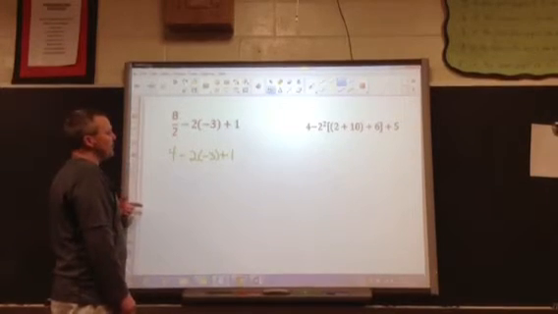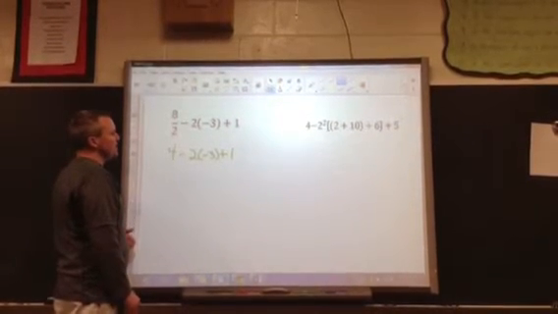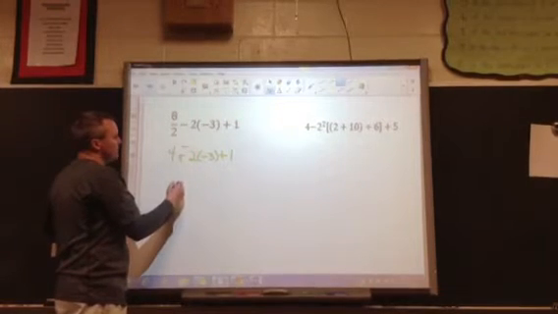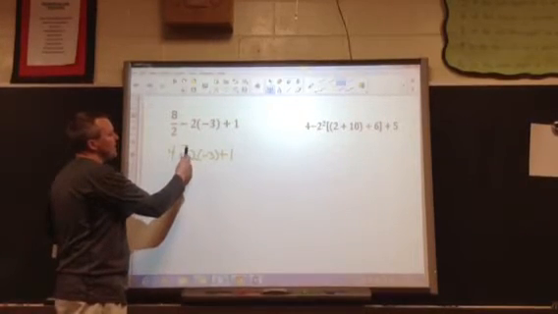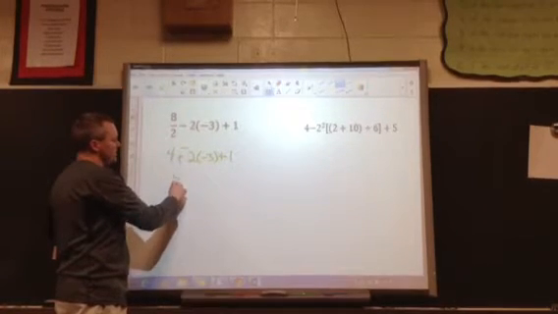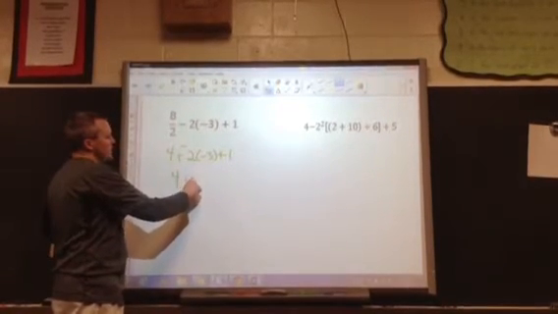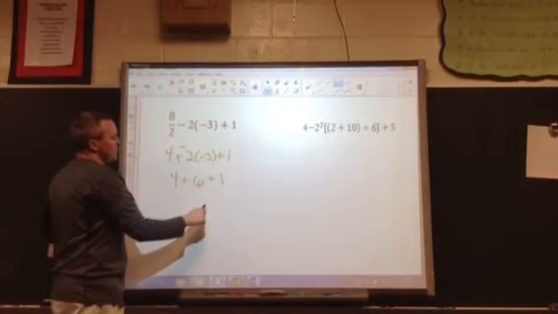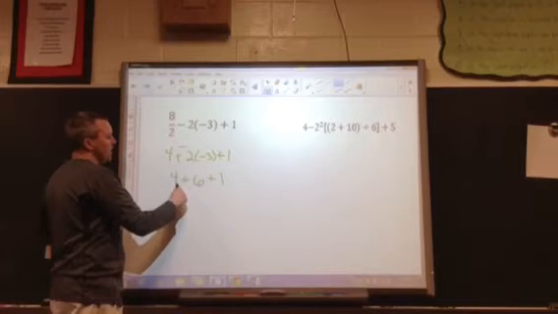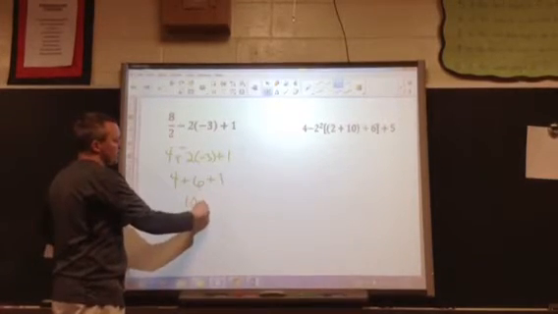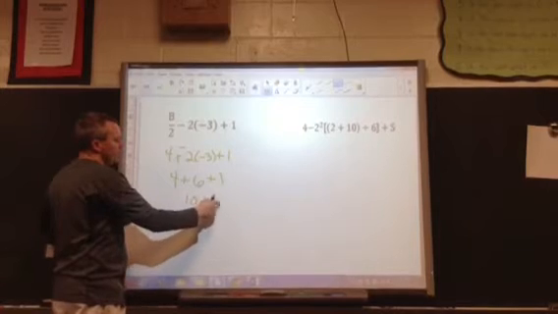It might be helpful for you to use the definition of subtraction, which says add the opposite. I'm multiplying a negative times a negative, which is going to result in a positive. 2 times 3 is 6. I copy the rest of the problem. I'm working from the left and going to the right. 4 plus 6 is 10. 10 plus 1 is 11.